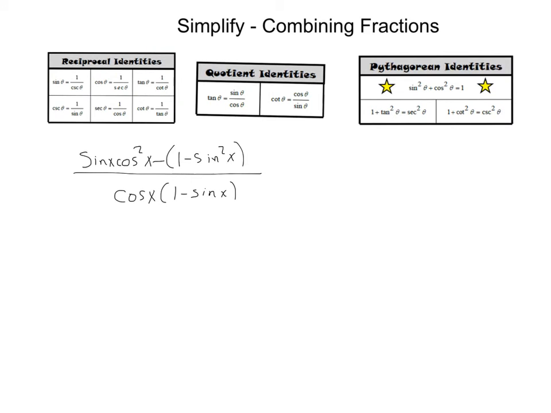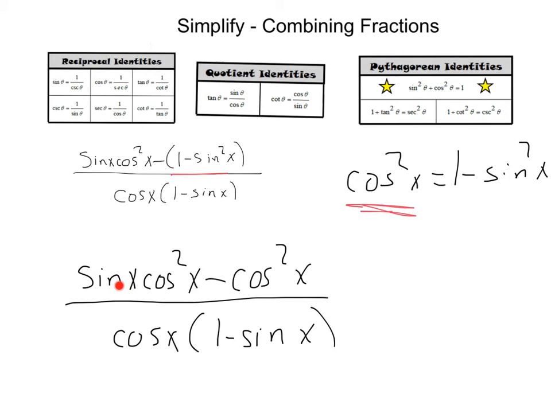Alright, going from here, I notice this 1 minus sin squared x. Now this is why I didn't distribute, because when I see a 1 and a sin squared x, I immediately think of my Pythagorean identities. If I rearrange this, sin squared plus cosine squared equals 1, I will have cosine squared x equals 1 minus sin squared x. That will allow me to replace this 1 minus sin squared x with cosine squared x.